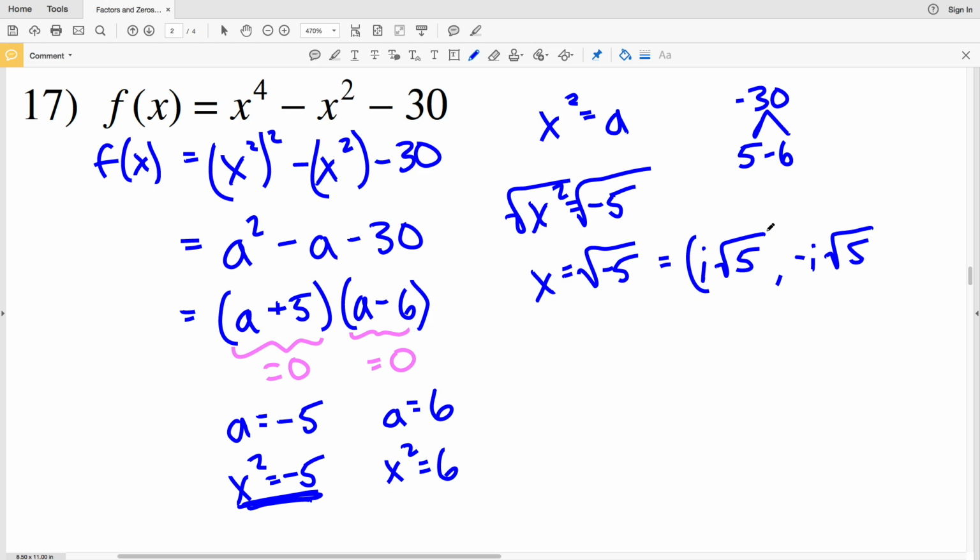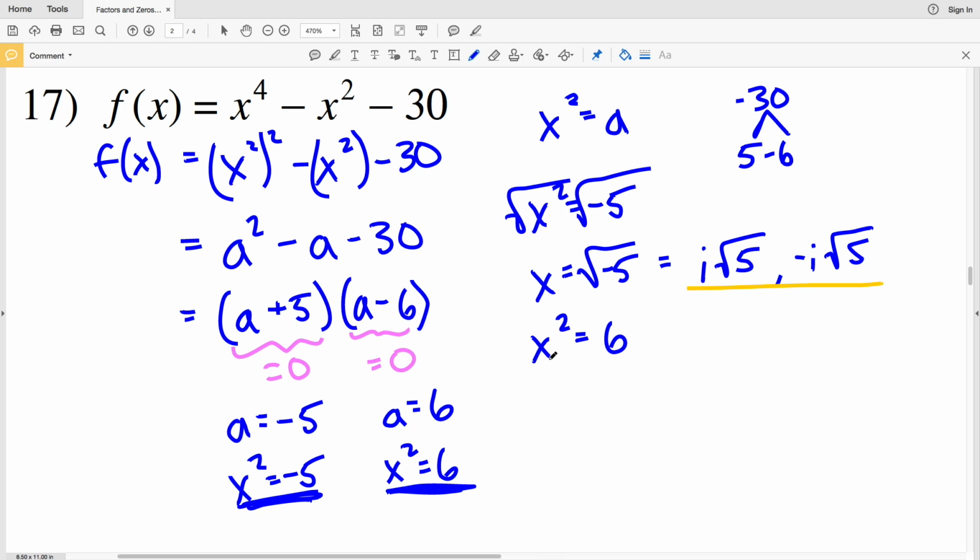Because remember, this quantity squared equals negative 5, and negative i times the square root of 5 squared also equals negative 5. When I'm squaring that, negative i times negative i equals i squared, as well as i times i, which also equals i squared. So since I already have i times the square root of 5 and negative i times the square root of 5, I'll move on to see when x squared equals 6.